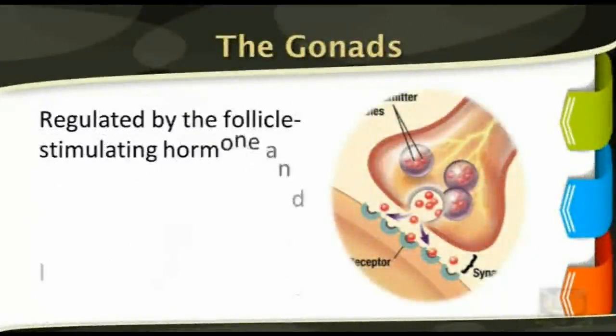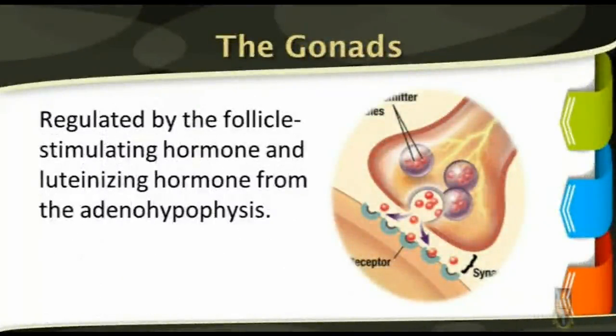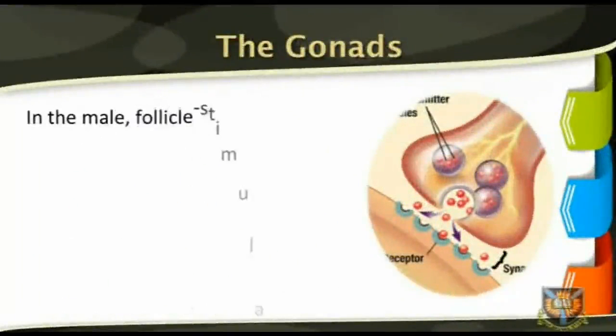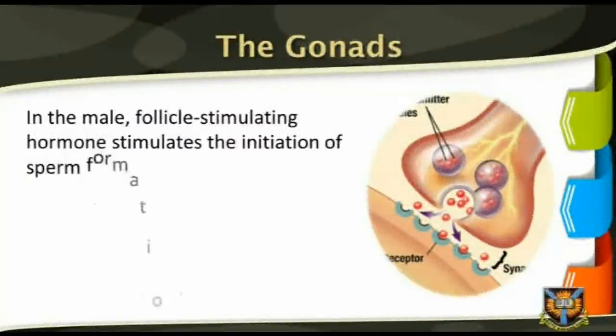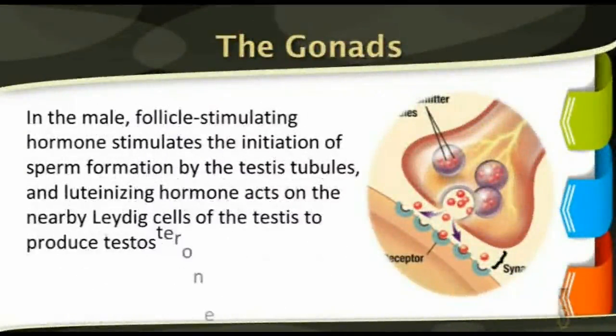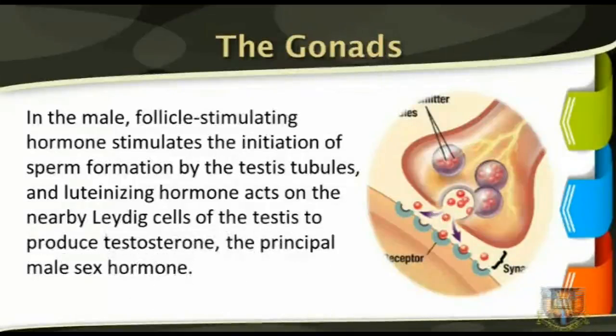The gonads. Probably the best studied endocrine glands are the gonads, the testes of the male and the ovaries of the female. The gonads are regulated by the follicle-stimulating hormone and luteinizing hormone from the adenohypophysis. In the male, follicle-stimulating hormone stimulates the initiation of sperm formation by the testis tubules, and luteinizing hormone acts on the nearby Leydig cells of the testes to produce testosterone, the principal male sex hormone.